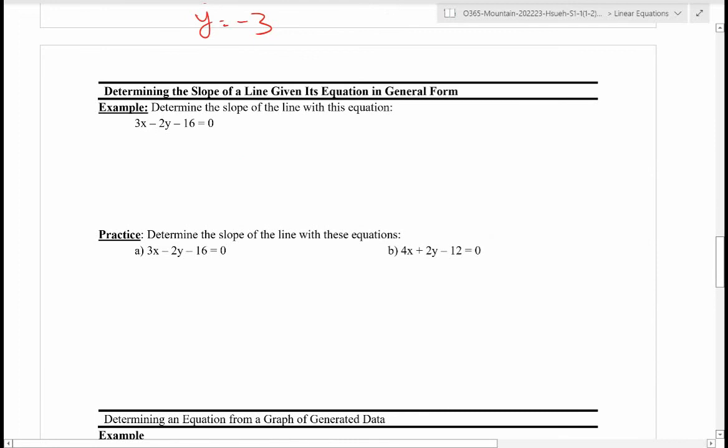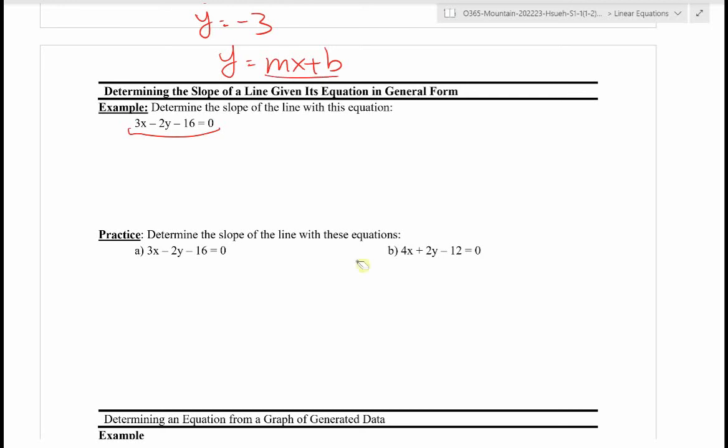For the next example, we want to figure out the slope of the line. This is when you need to convert this equation in general form into slope-intercept form. Recall, slope-intercept form is simply y equals mx plus b. So what we have to do from here is isolate for y, and then we will get our mx plus b. So the goal is to isolate for y.